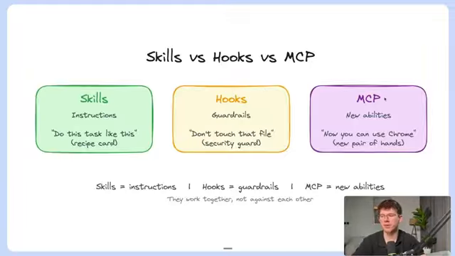And then we have the MCP. So the MCP gives us new abilities, right? So we say now you can use Chrome. Now you're able to connect to Notion and you know exactly what you should do, right? And this is a new pair of hands that we give to Claude Code, which is why I say that it completely changed the way that I use Claude Code, because it allows me to build things that previously would have taken a lot more time to set up and things that previously were not possible. So again, skills are instructions, hooks are guardrails, and MCP are new abilities.